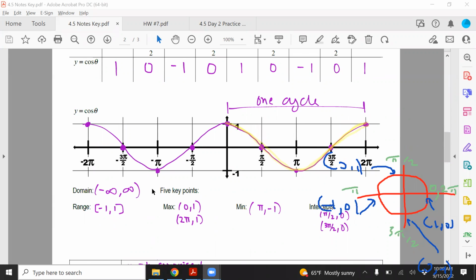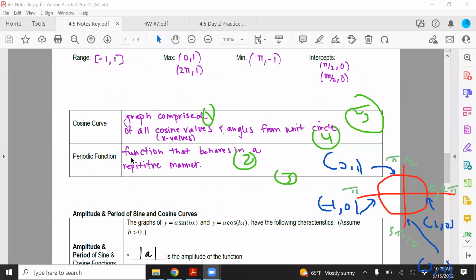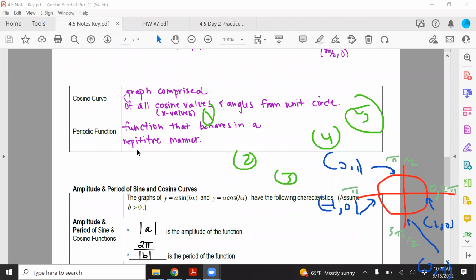The cycle is still the same, still 2 pi long. Domain and range are still the same. You still want 5 key points. However, the first key point is not on the origin. It's at the peak. And then you have 2 x-intercepts over here. The third point is going to be down below. And then the last point is going to be back at the peak, because it has to repeat itself, right? So yeah, you have 2 x-intercepts, you have maxes and mins. It looks the same, just shifted. That's all. And then we talked about cosine's x coordinates in the unit circle.